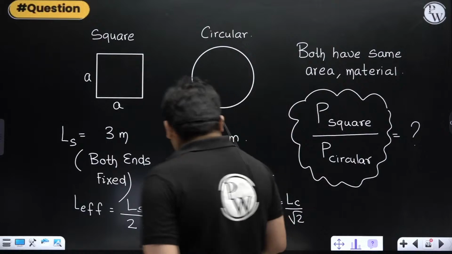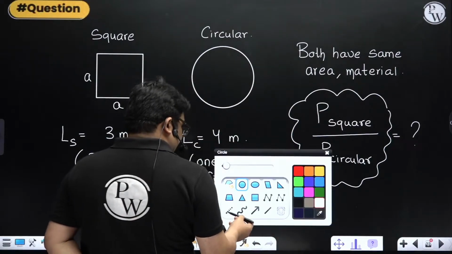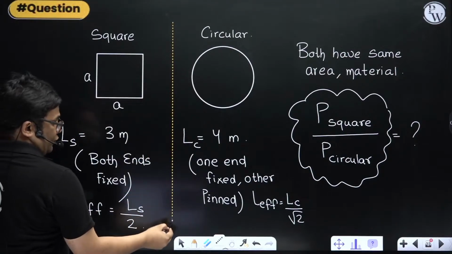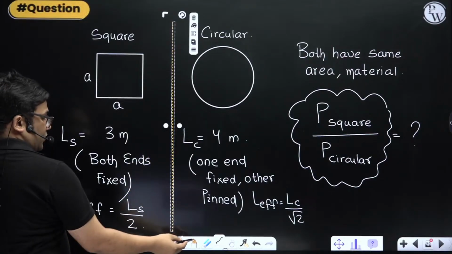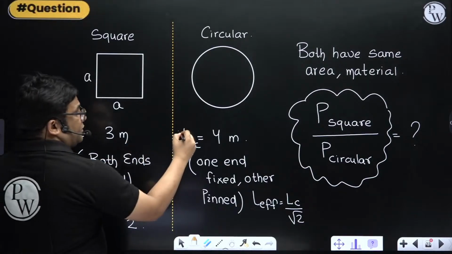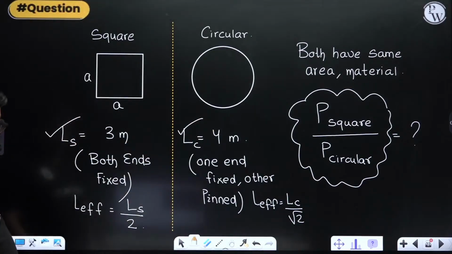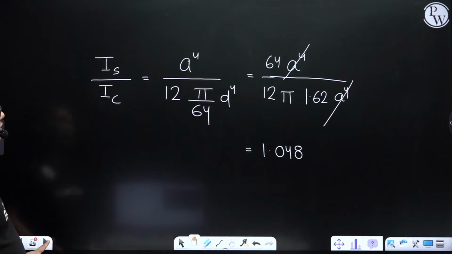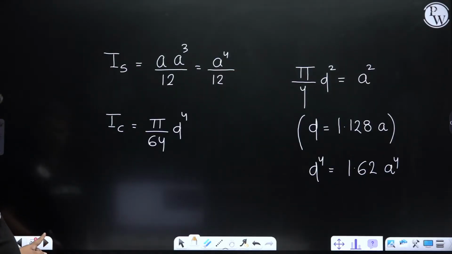This will be a typical 2-mark question. If they ask such a question, it will be a typical 2-mark question. They will ask you to compare the buckling load. So you should know how to find out effective length. I have already taught that. You should know how to find out I, that also I have already taught you. And then some common sense should prevail in the examination.